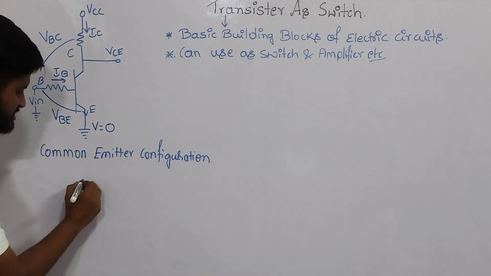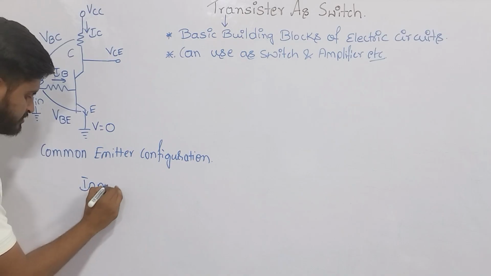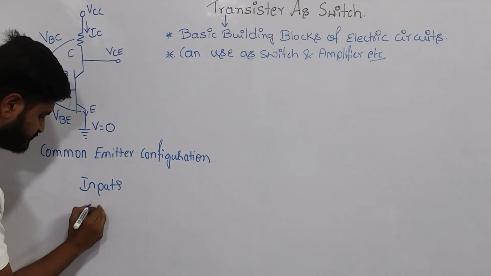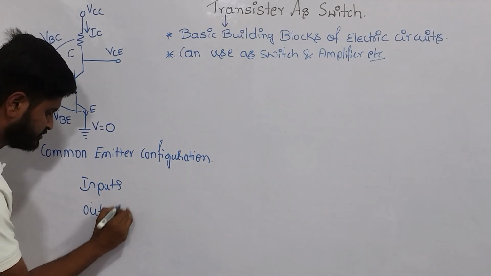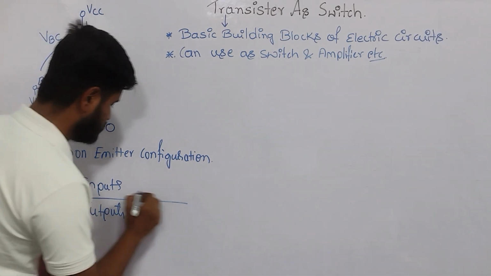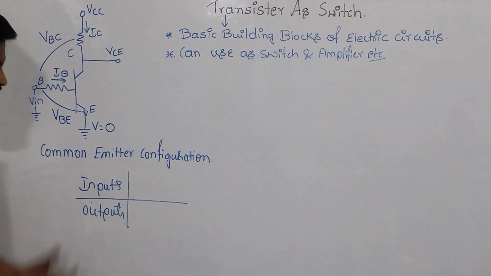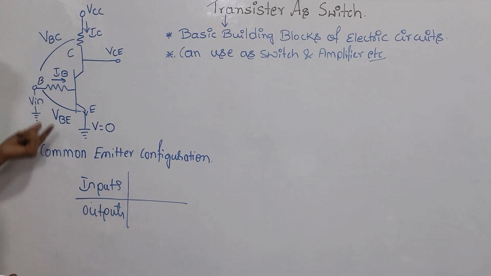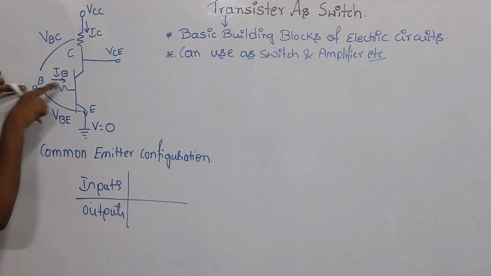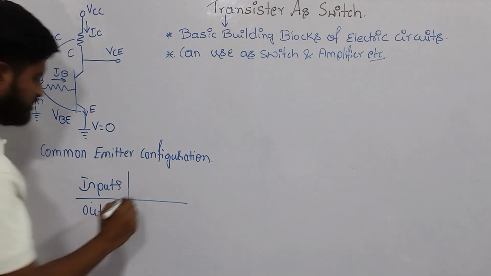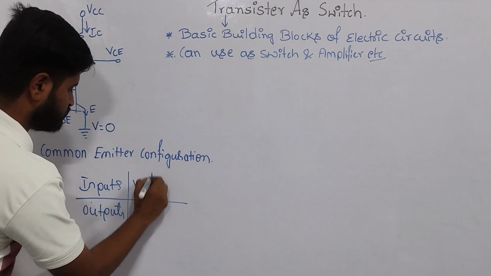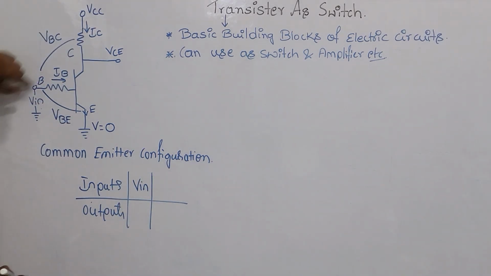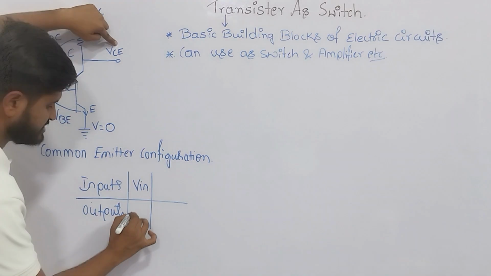Now if we look at the inputs and the outputs, first, what are my input voltage and output voltage? Vin is my input voltage, which is coming through the base. And what is my output voltage? My output voltage is VCE.